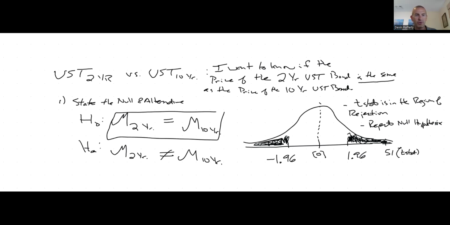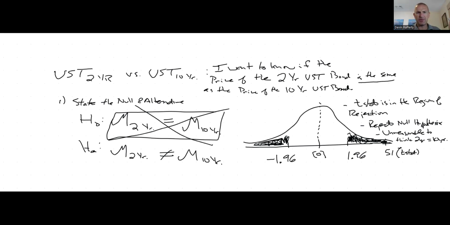You don't have to cross it out, I'm just doing this for effect. But we reject the null hypothesis. And therefore, it's unreasonable to think the 2-year is equal to the 10-year. The 2-year and the 10-year, they're not the same.